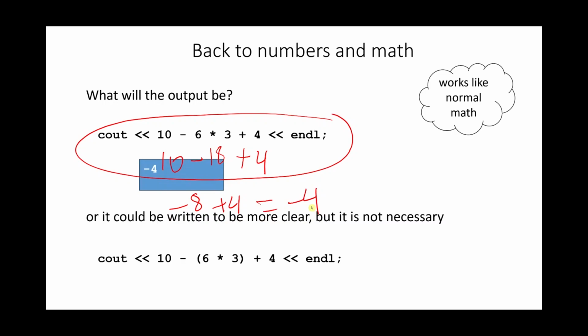If you want to force an operation to happen before its natural precedence, you put it inside parentheses. Like if this is plus, this is going to force this to be calculated before any of these two.